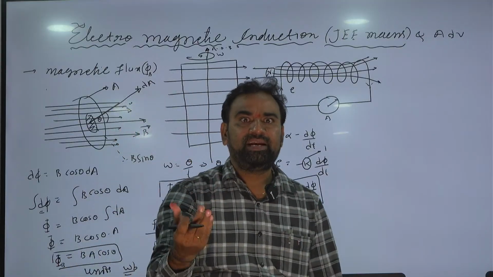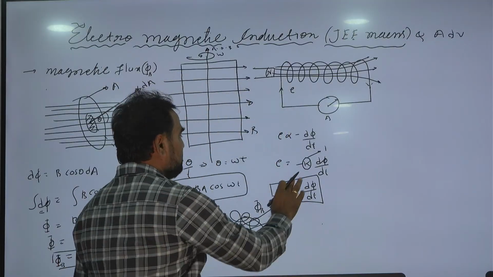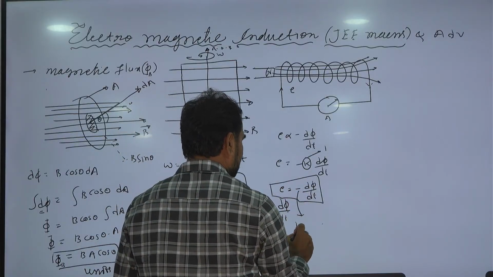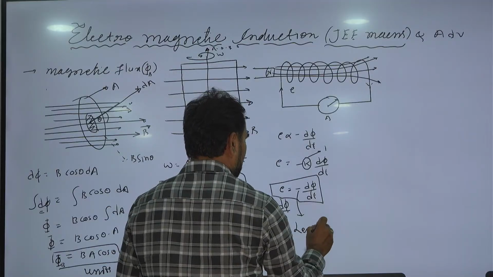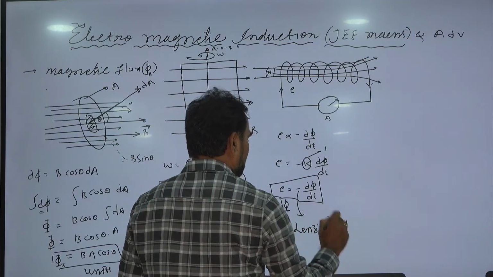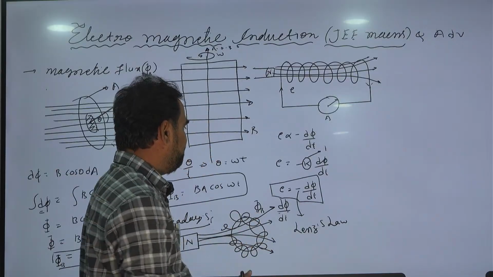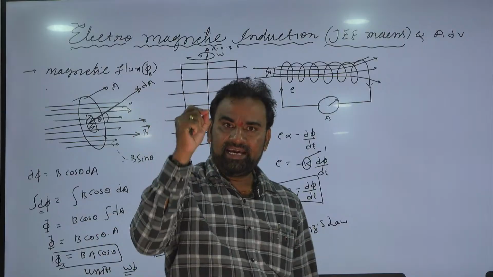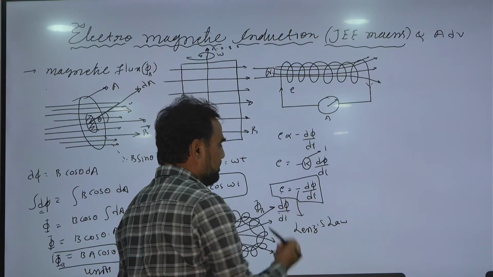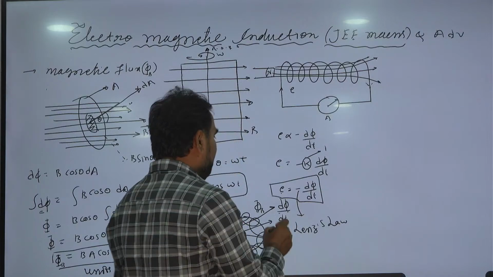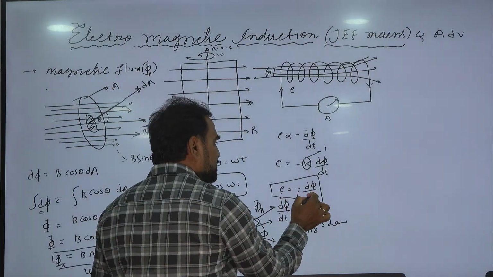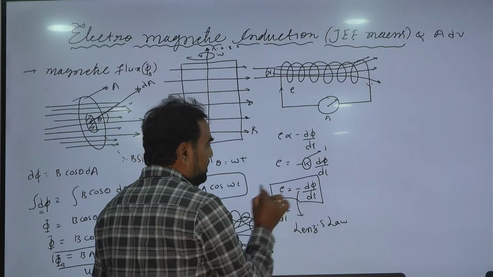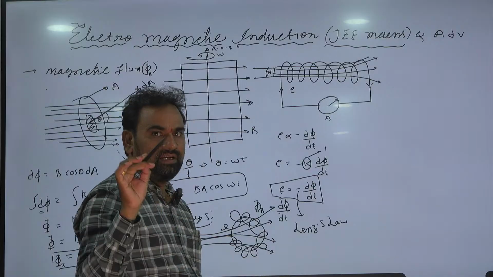It was explained by Faraday, where the negative sign is represented by Lenz's law. So what is Lenz's law? Lenz's law states that the direction of induced EMF is always opposite to the cause that produces it. Okay, so this is called Lenz's law. The negative sign is represented by Lenz's law.